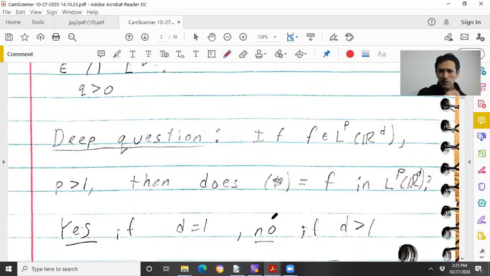And the answer is, surprisingly, yes, for P bigger than 1, if d equals 1, but no, if d is bigger than 1. I say surprisingly, this part is not surprising. It's very classical that in dimension 1, we have this kind of version of Fourier inversion for LP functions. But it's surprising, and I'll talk a little bit more about this in the next video, that this is false in higher dimensions.